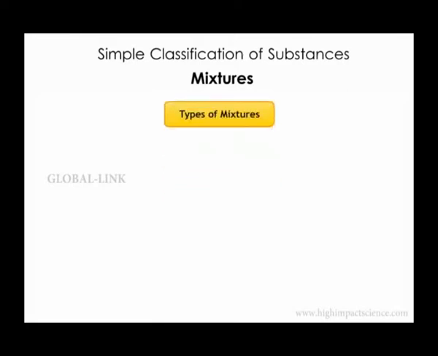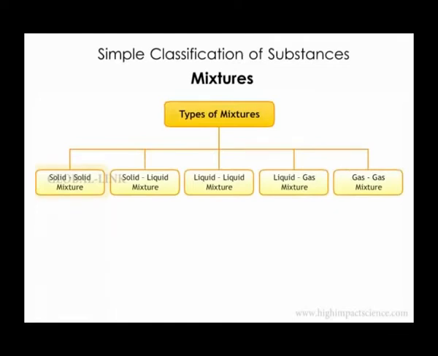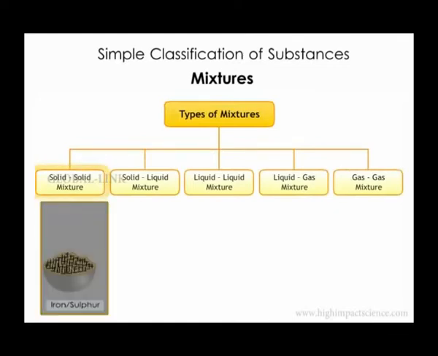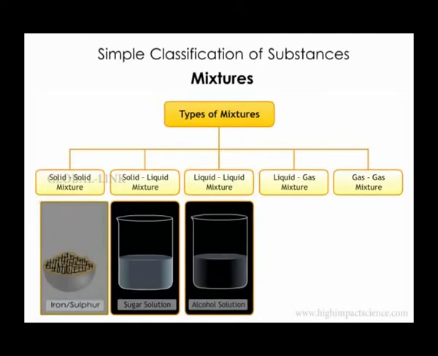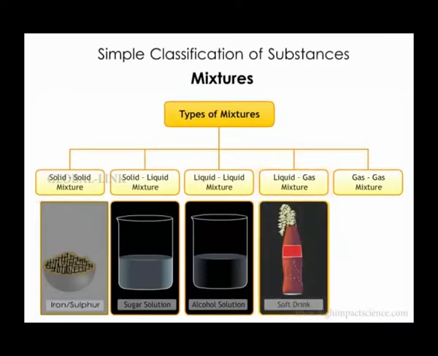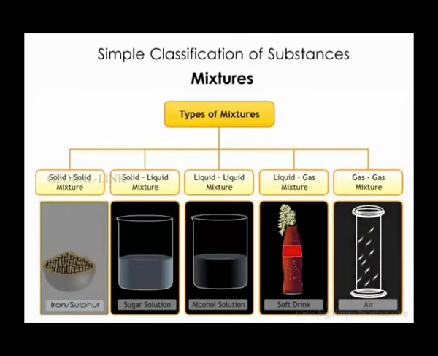Depending on the state of the components, mixtures can be grouped as solid-solid mixtures, for example, iron filings and sulfur. Solid-liquid mixtures, for example, sugar in water solution. Liquid-liquid mixtures, for example, alcohol and water. Liquid-gas mixtures, for example, carbon dioxide mixed with water. And gas-gas mixtures, for example, air, which is a mixture of several gases.